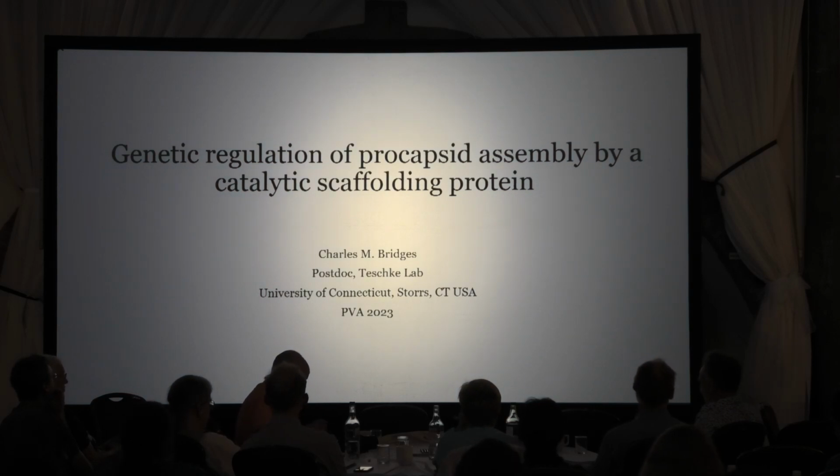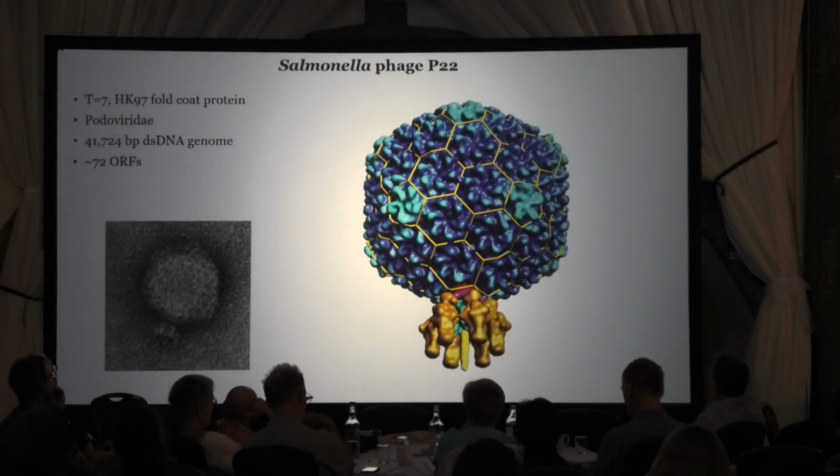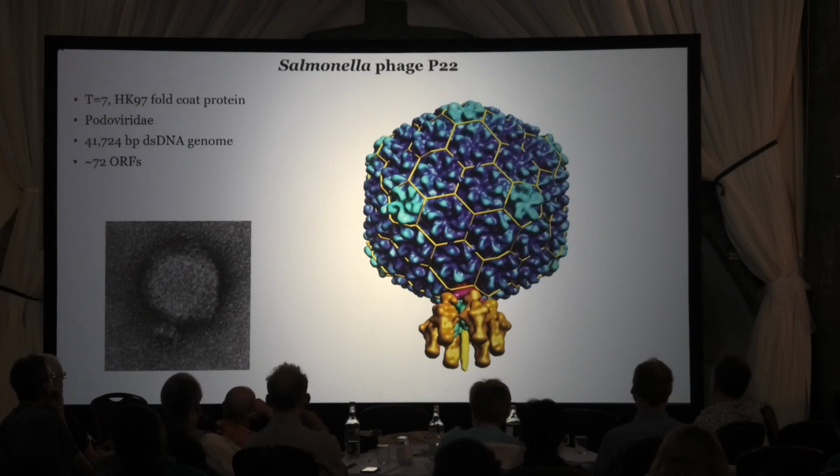I'm actually going to talk more about the genetic regulation of capsid assembly today, so a little bit of a switch, not a total switch, and I'll explain why. So I work on Salmonella phage P22, so I don't have to describe to this audience much about it, but it's a T equals 7 phage, double-stranded DNA of about 42 kilobases, and it uses the HK97 fold.